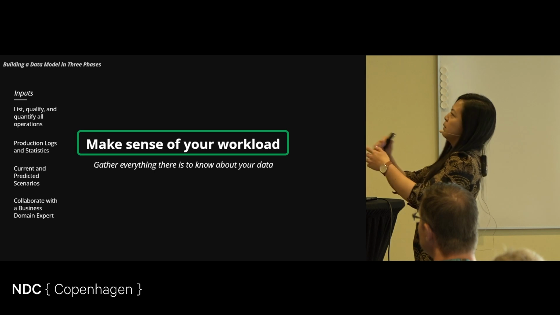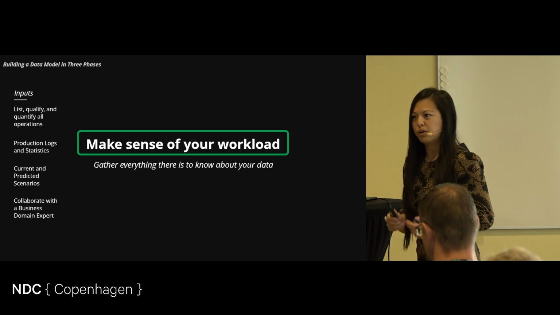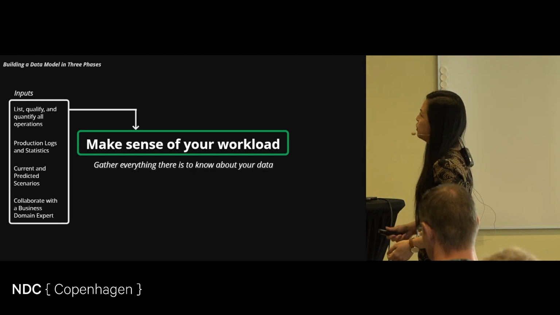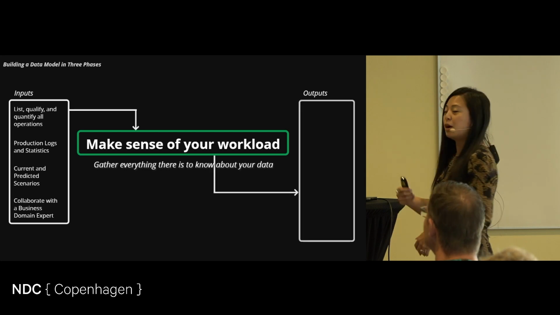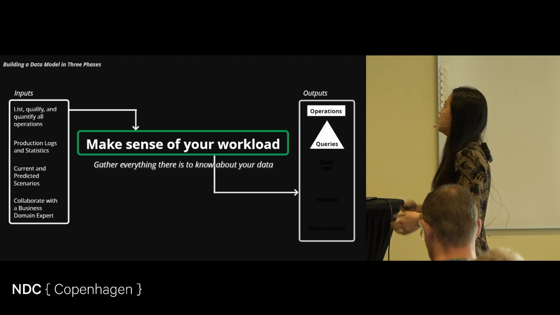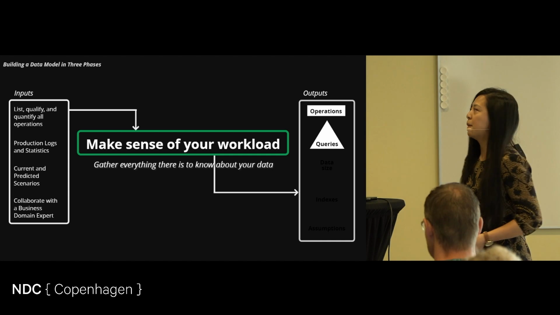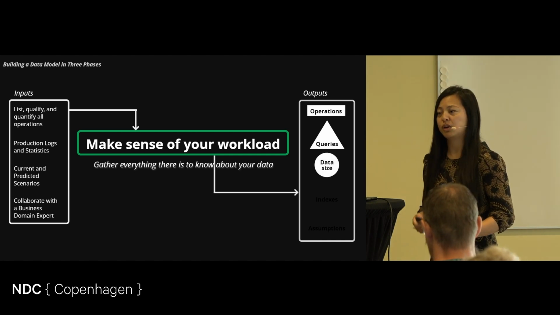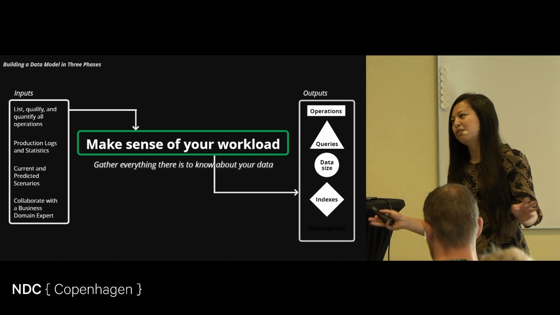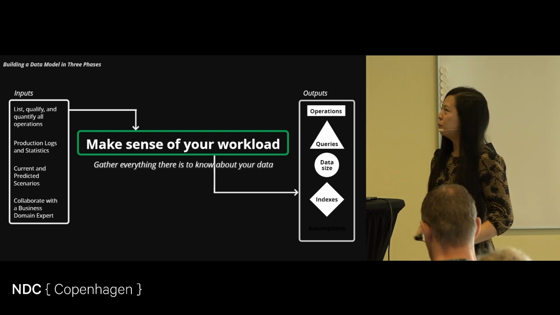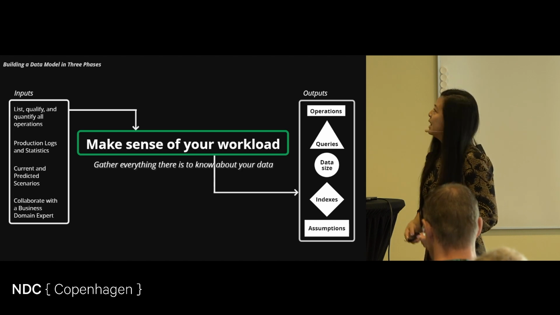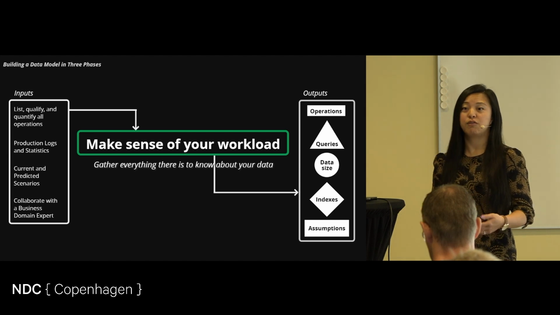So we take all of these inputs, we gather everything there is possibly to know about our data and how it processes through our application. And that feeds into some very, very important outputs. The outputs you get from this phase are, number one, the operations that are running. Number two, all the different queries that are running in your application. The data sizes that you are working with, both actual and estimated. Indexes that you have, or indices, however you want to say it, and the ones that you're missing, more importantly, and all the assumptions that you have built in so far to your application. Once you have all of these outputs, you're going to be ready for the next phase.